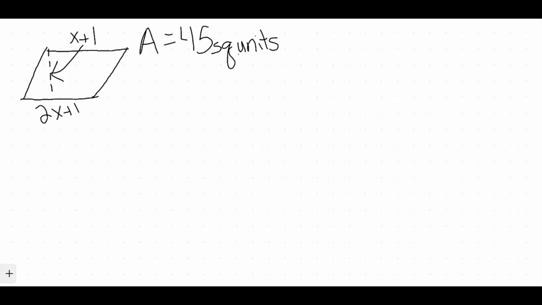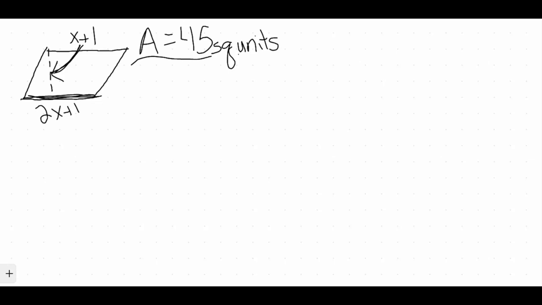So if we're looking at this parallelogram, what they've given us is that the height of this is x plus 1 and the base is 2x plus 1. Now they did give us the area and they did tell us that the total area is 45 square units. So what we're going to need to do here is take this given information and plug it into a formula so that hopefully we can solve and figure out what exactly is that base and what exactly is that height, right?